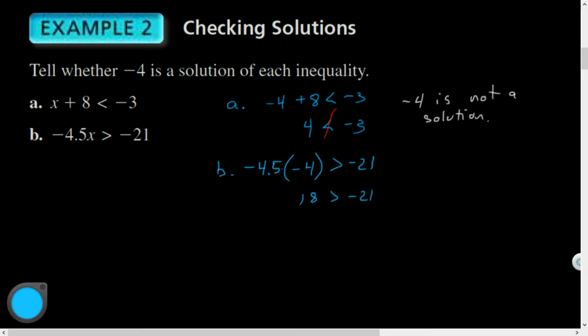I don't have anyone disagreeing with me yet. I think I got it right. The book agrees with me. Is that a true statement? 18 is greater than -21. In fact, any positive number would have been greater than -21. Just seeing this negative times a negative, I would have known that's going to be positive. Even if I was bad at the arithmetic of multiplying 4.5 times 4, I still could have determined that regardless in this instance. So I could say that -4 is a solution for part B.